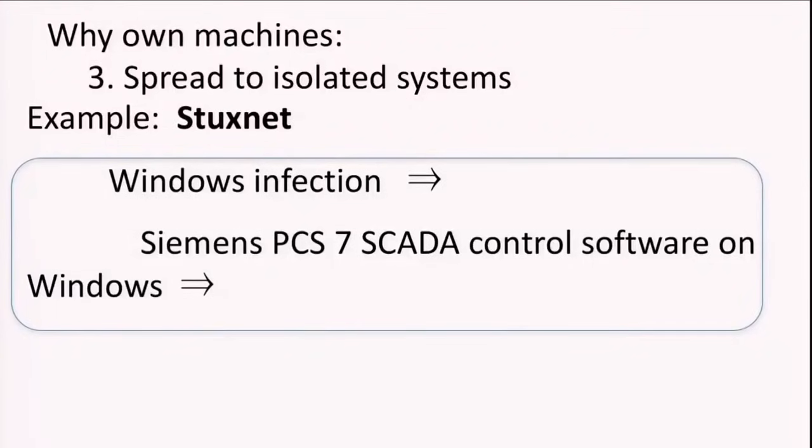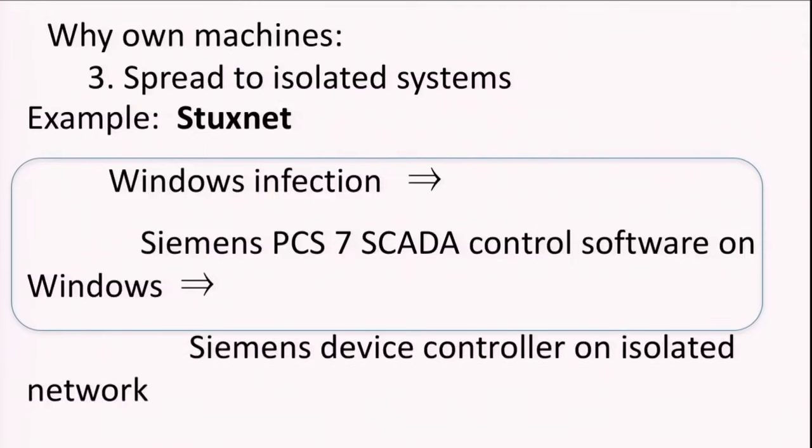In a distributed denial of service attack or other kinds of attacks, the effect is immediate, but in this case the effect is delayed, and that's why it's a clandestine covert attack. And this used Windows vulnerabilities as well as a Siemens PCS7 SCADA control software vulnerability. So it was quite a clever attack.